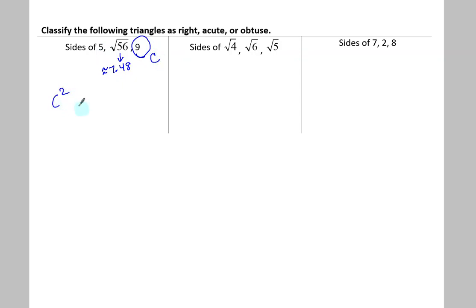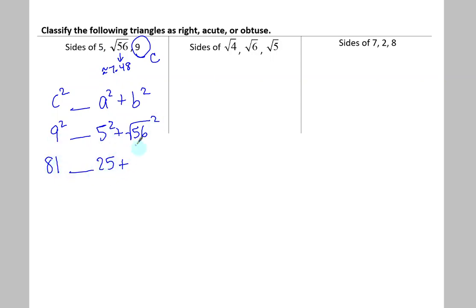So I'm doing C squared blank A squared plus B squared because I'm not sure if this is equal. C is 9, so 9 squared blank, and then the other two sides, 5 squared plus square root 56 squared. 9 squared is 81, 5 squared is 25, and square root 56 squared is just 56. Remember, the square is the inverse of the square root, so they cancel each other out. 81 blank 25 plus 56 also makes 81. Because these are equal, this makes a right triangle.